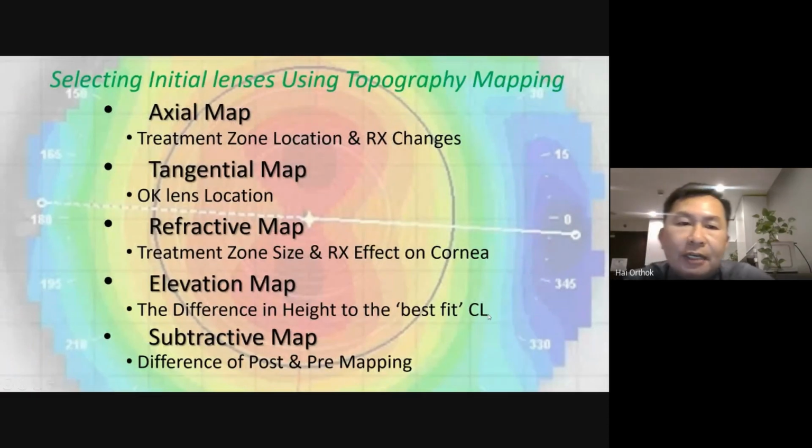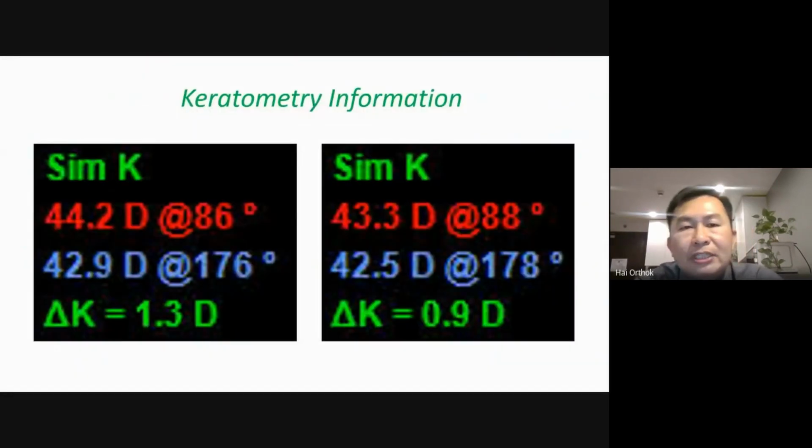And if you have a topographer, you can select the initial lens more effectively by using the axial map, tangential map, refractive map, elevation map, and subtractive map. For example, this is the information you only have for keratometry. We have K1 is 42.2, K2 is 43.3. Assuming this is 1 diopter, we can select the first lens, and then we decide to choose a standard lens, premium lens or toric lens based on delta K.